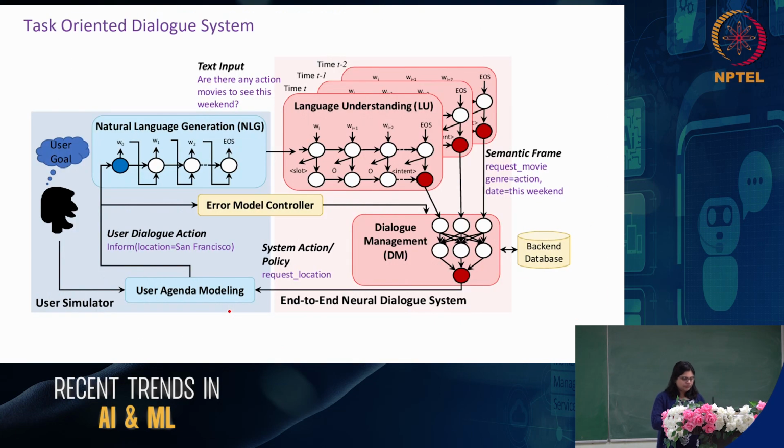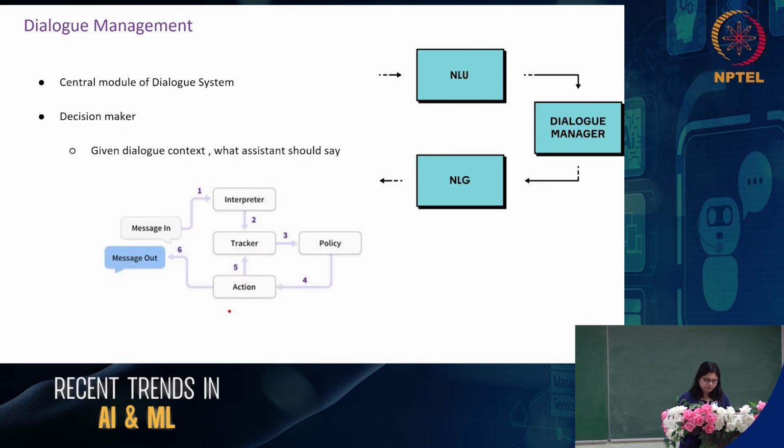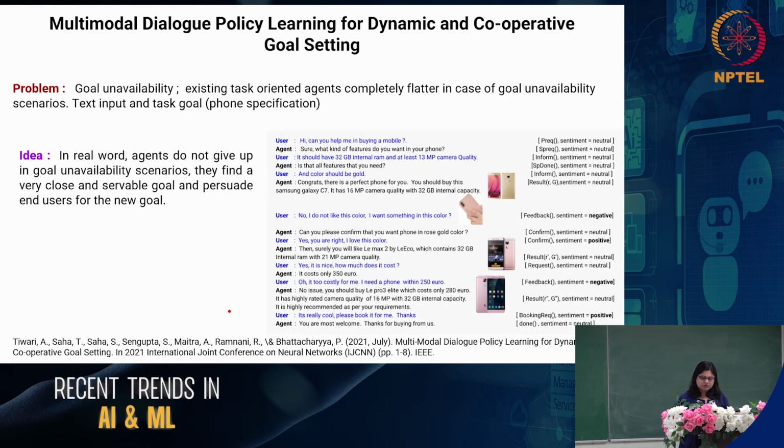Let me show you. This I already discussed with you. This is the work that I mentioned we are doing with Accenture. In this sales agent, we are trying to develop an agent or chatbot which can sell a product. For example, the user says, "Hi, can you help me in buying a mobile?" Sure. What kind of features do you want in your phone? The user says it should have 32 GB internal RAM and at least 13 MP camera quality.